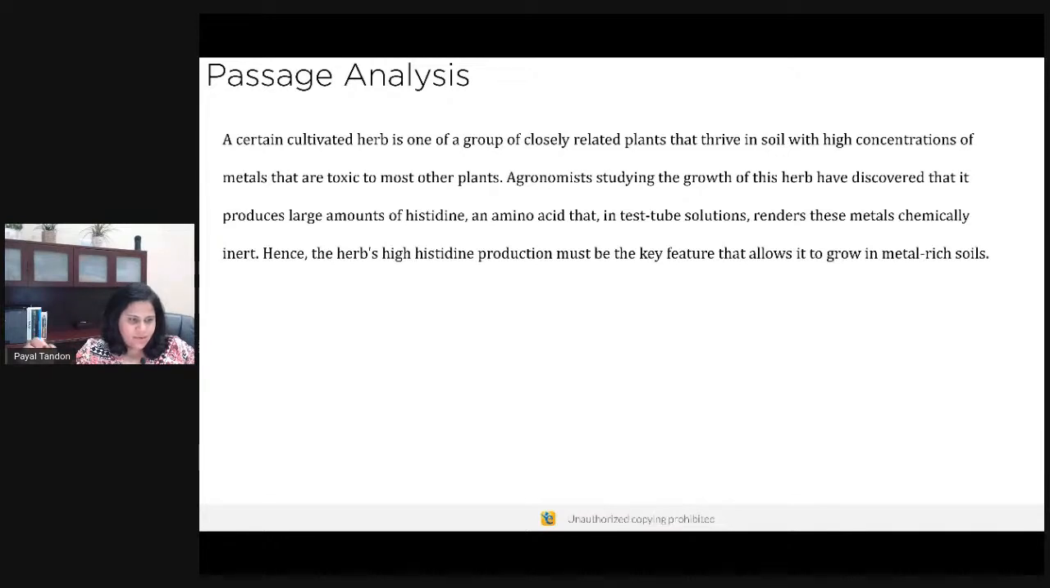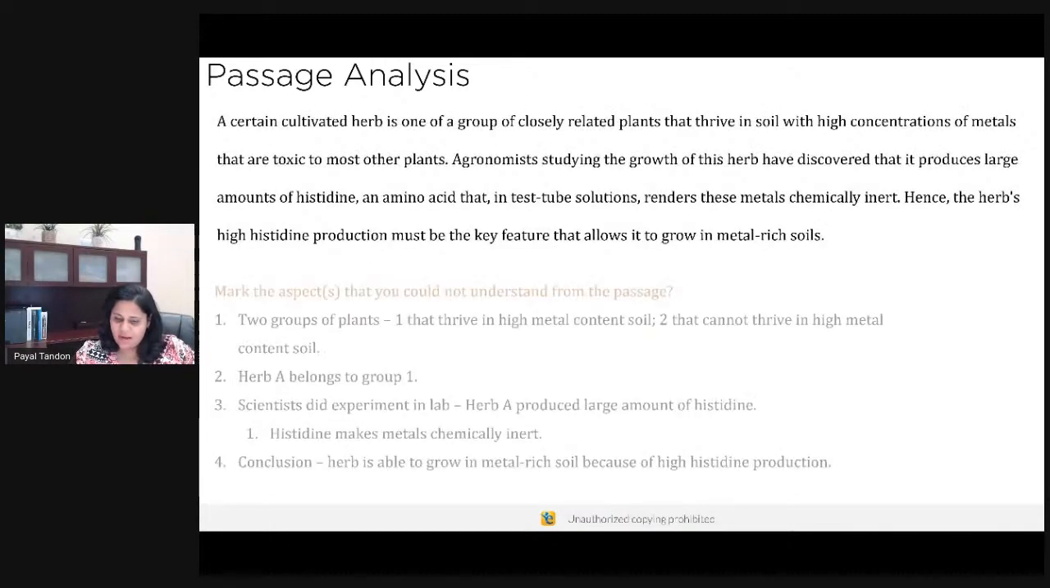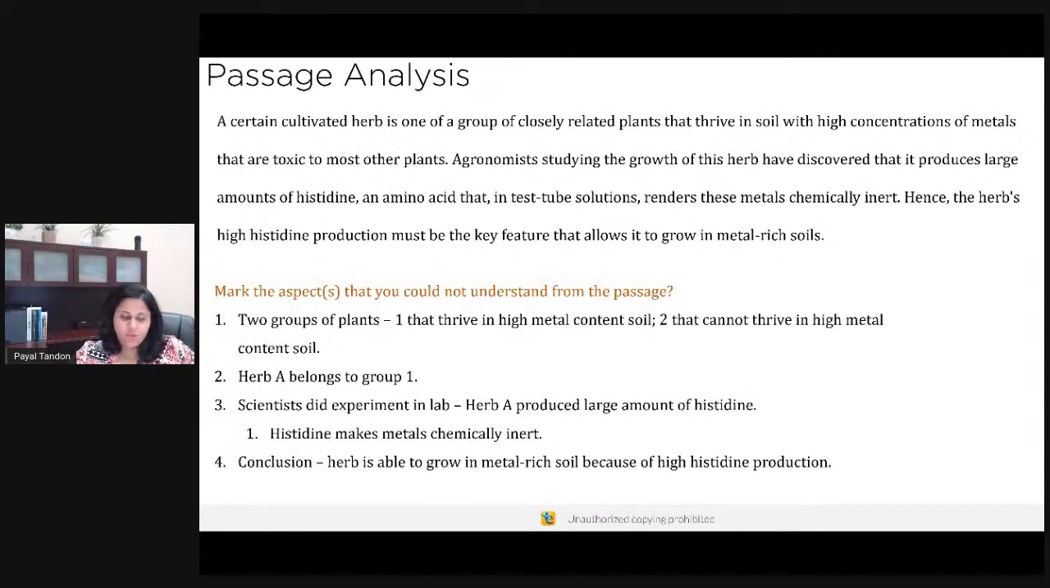A certain cultivated herb is one of a group of closely related plants that thrive in soil with high concentrations of metals that are toxic to most other plants. Let me just go through this. There are two groups of plants. I don't need to read the passage right now since all of you have read it. One group thrives in high metal content soil. The other, group two, cannot thrive in high metal content soil.